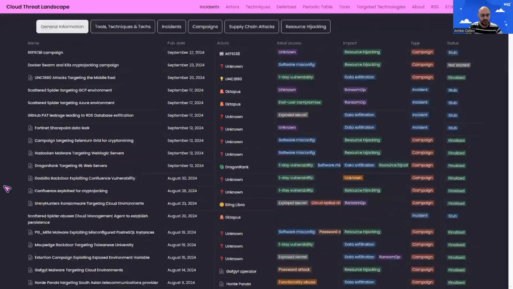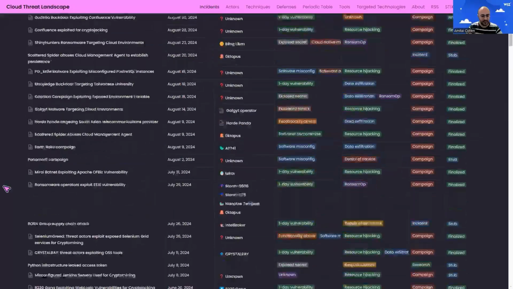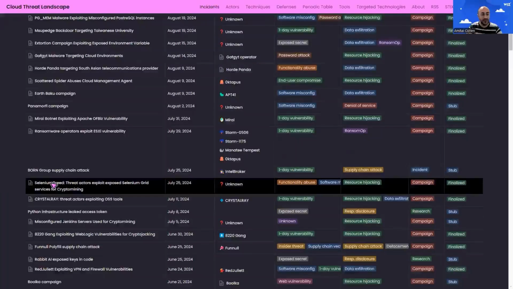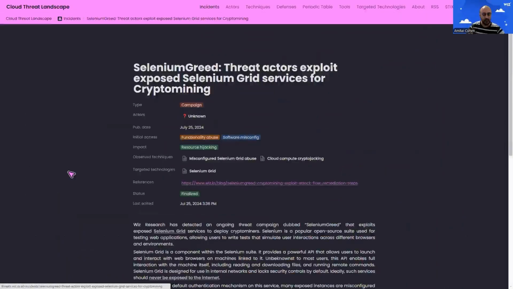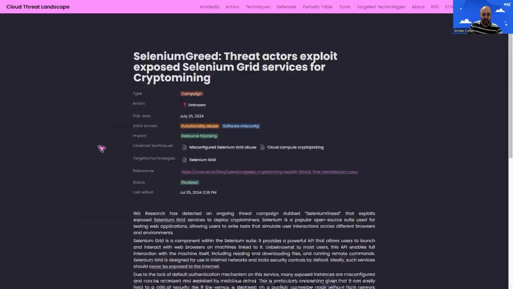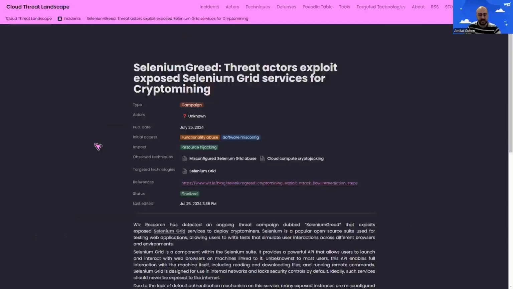And let's say you want to focus on a specific incident. So for example, we can look at Selenium Greed, which is an incident that Wiz discovered a few months ago, where a threat actor was targeting Selenium Grid for cryptojacking. We can see a quick summary here. We can see a link to the blog post where we spoke about this. We can see the targeted technology, and we can see the various techniques that the threat actor used. In this case, we don't know who they were. And then we can pivot on other actors and other incidents involving Selenium Grid misconfiguration abuse.